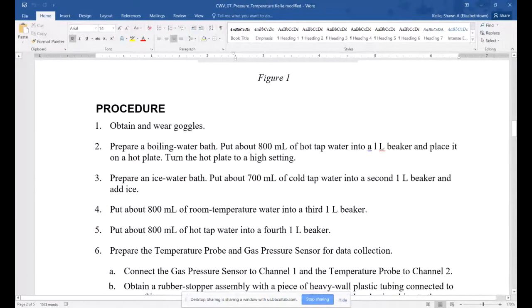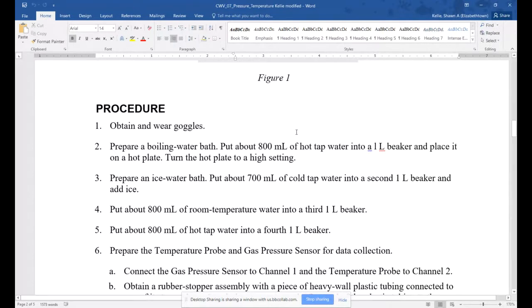Obtain and wear goggles. Prepare a boiling water bath. Put about 800 milliliters of hot tap water in a 1 liter beaker and place it on a hot plate. Turn the hot plate onto its highest setting. Water boils at 100 degrees Celsius, but to get it to boil on a hot plate, you need to turn that puppy all the way up, well above 100 degrees Celsius. Because that 100 degrees Celsius the hot plate tells you is just the surface temperature. So you're going to have to turn it all the way up.